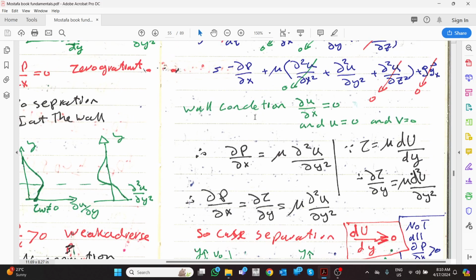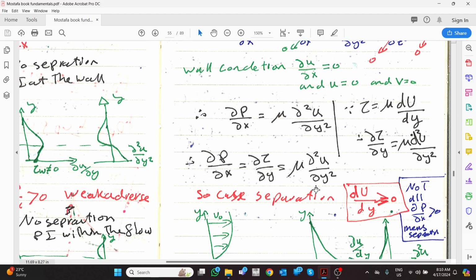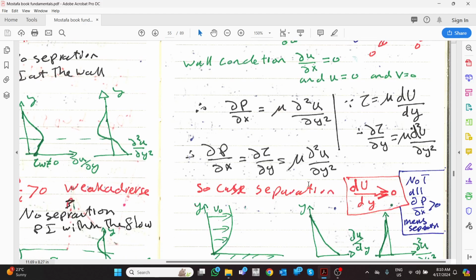So when you have the derivation, when you have del p by del x positive, so this number is positive, which means del shear stress by del y is positive, which means there is a chance to have a separation.